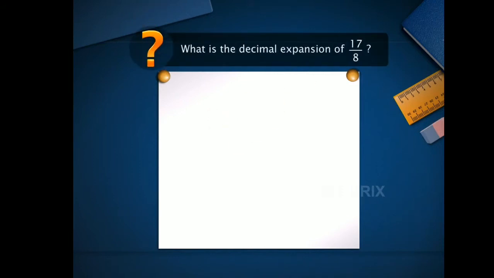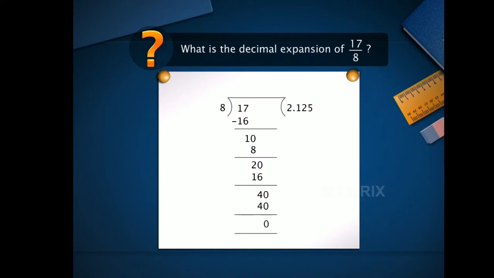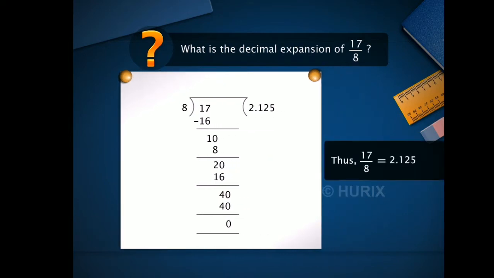We'll first see the decimal expansion of 17 divided by 8. On dividing 17 by 8, we get 2.125, which is therefore the decimal expansion of 17 over 8. Observe that dividing 17 by 8 gives the remainder 0, and then the division process comes to an end. This type of decimal expansion obtained is known as terminating.